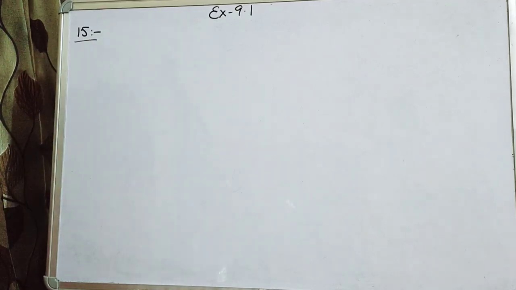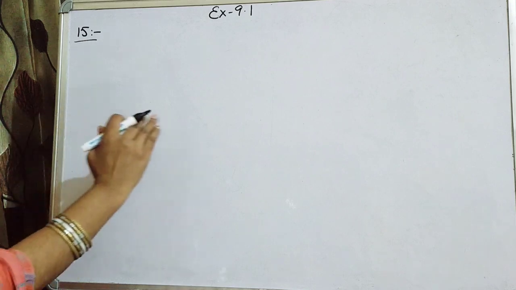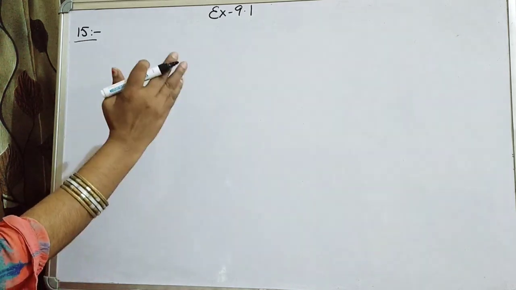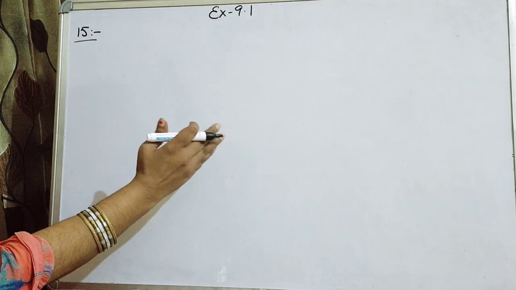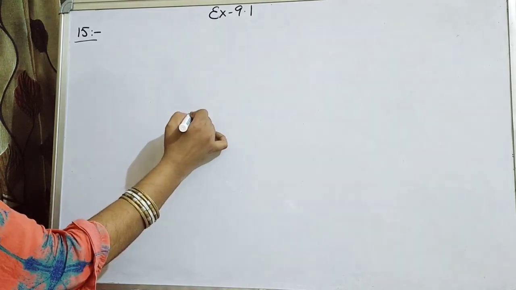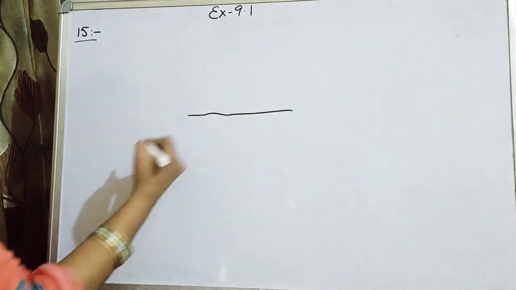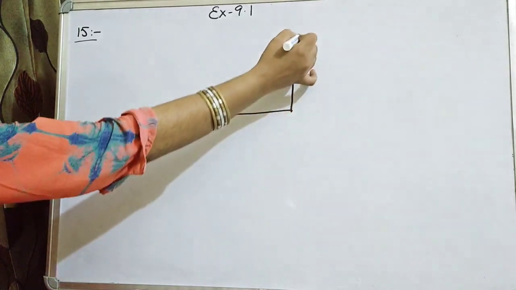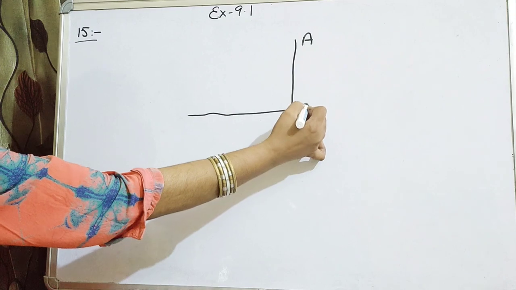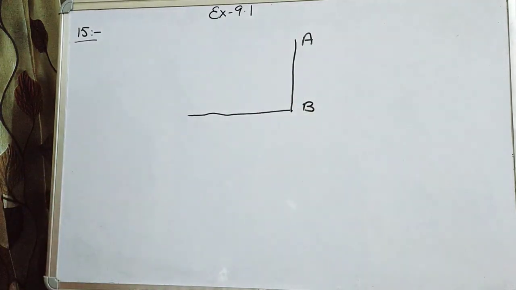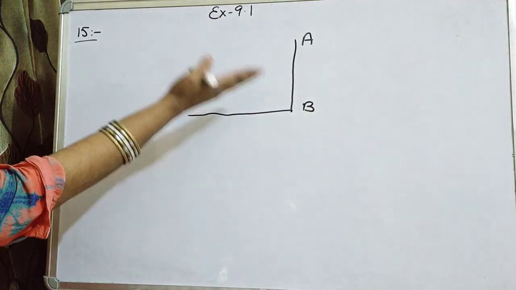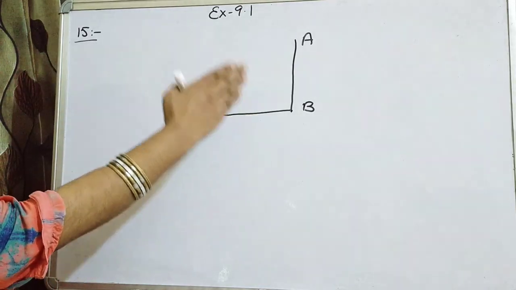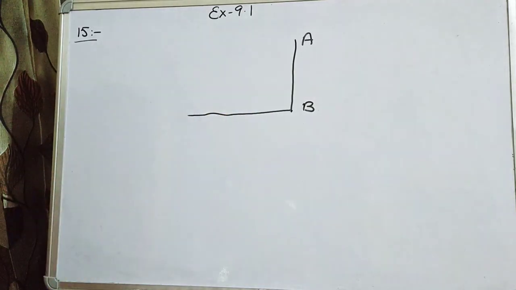9.1. Here it is given that there is a straight highway that leads to the foot of a tower. Let us suppose this is the straight highway and it leads to the foot of the tower, where this is a tower, and let us give the name AB to the tower. So AB is the tower and this is the straight highway which leads to the foot of the tower.